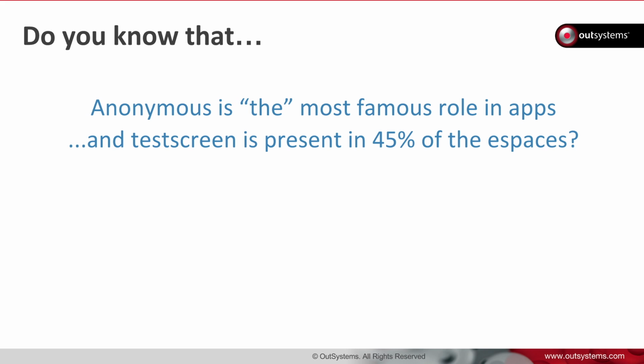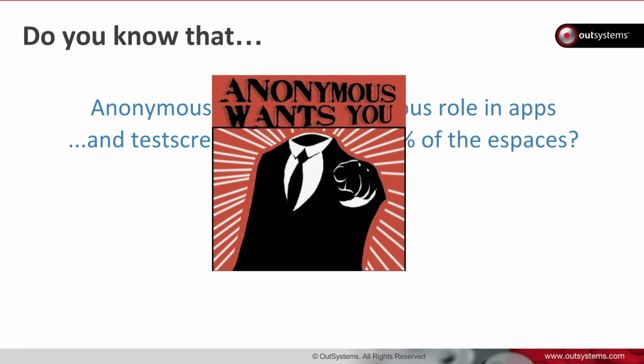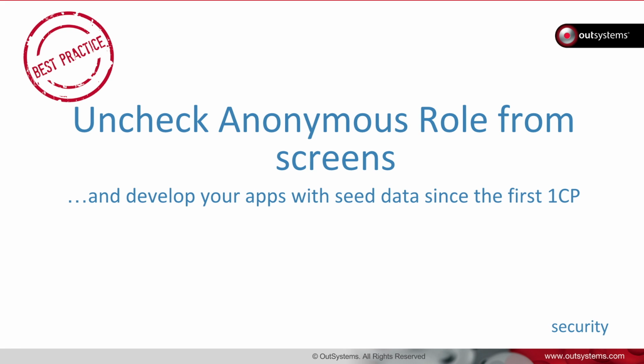Do you know that Anonymous is the most famous role in apps and test screen is present in 45% of eSpaces? Remember to clean up after your development practices. Remember to set the proper roles on screens. Remember to remove test screens. You basically should be security aware in these things and cleaning up everything that's test related when you are moving things to QA and then to production. Uncheck the anonymous role from screens.